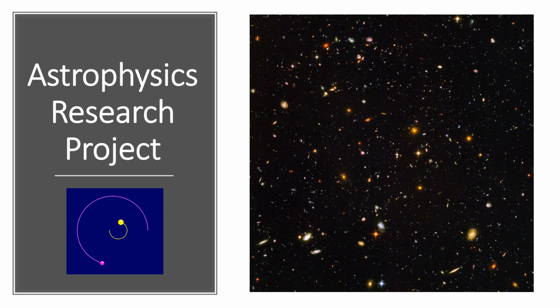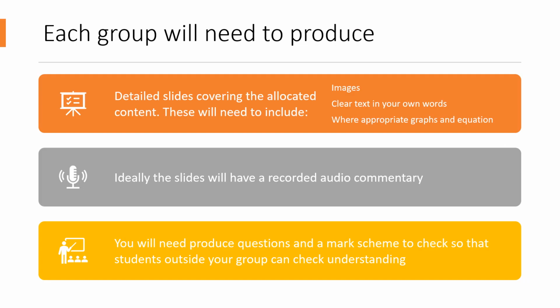Hi there. Just thought I'd add a bit of commentary to this PowerPoint explaining the research project. So you're going to be put into groups. There are going to be 6 groups per teaching group, and each group will contain 4 people, and you'll need to achieve the following. Detailed slides covering the bit of the astrophysics specification that you've been allocated.